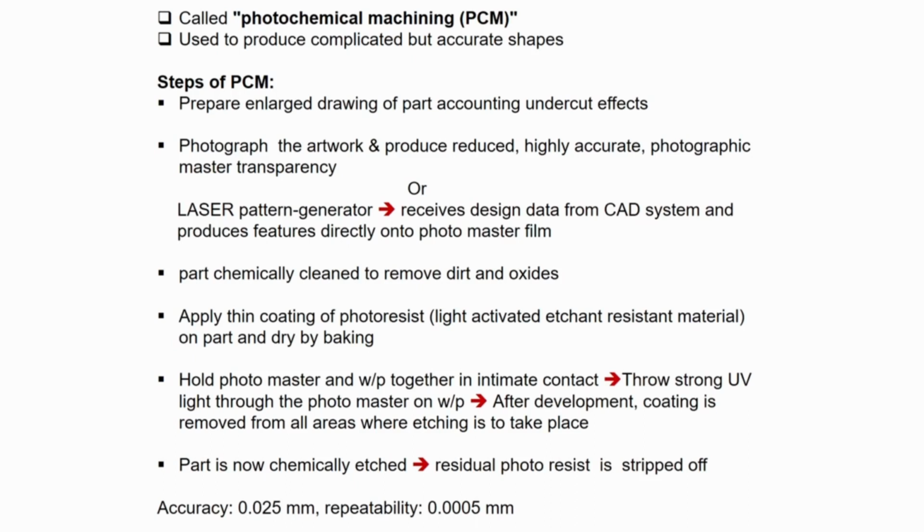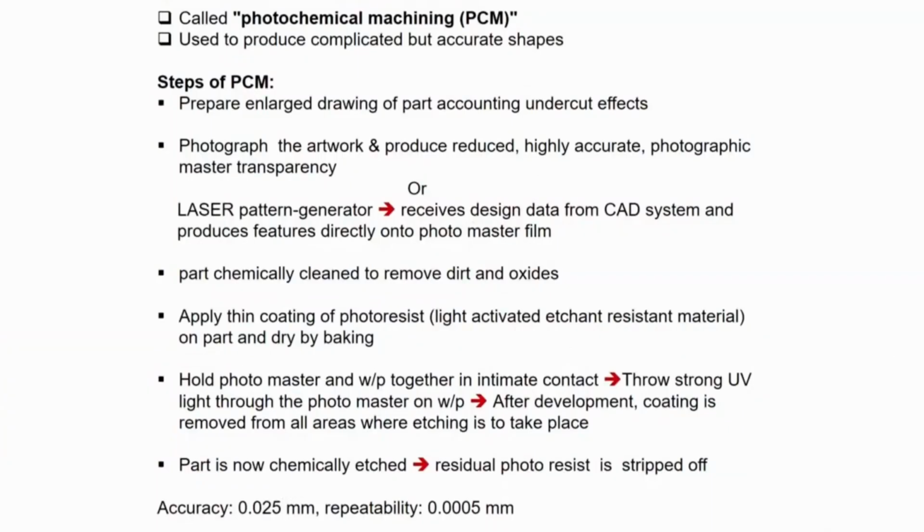So this part is chemically cleaned, to remove whatever dirt and oxide layers are there on the workpiece surface. After that, a thin coating of photoresist, which is a light-activated, etchant-resistant material, is deposited on the workpiece, and then it is dried by baking.